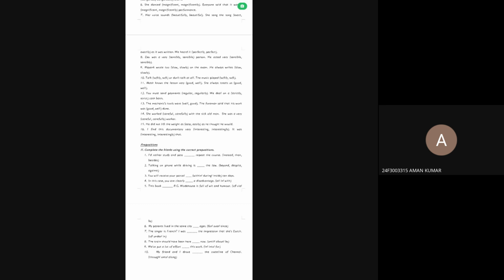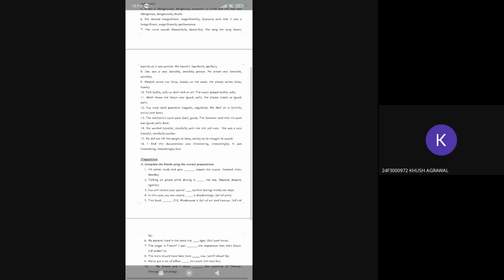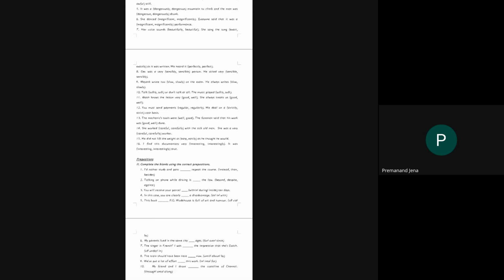In both cases, well is used as an adverb. Fourteenth one: she worked carefully with the sick old man. Carefully, correct. And she was a very careful worker. Careful. Correct.